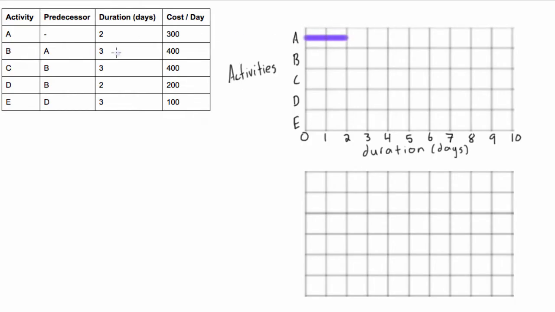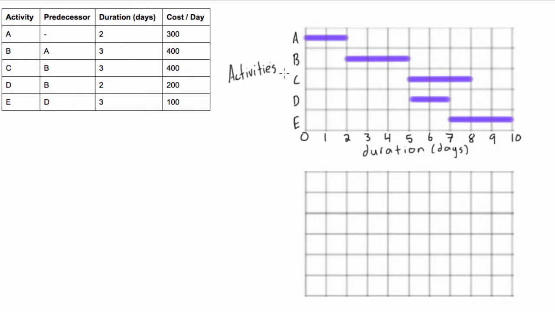Activity B, it depends on A, and it's 3 days long. So we're going to come here and go 3 days out. Activity C depends on B, and it's another 3 days. So we'll just go there, out to 3 days. Alright, activity D. This guy depends on activity B and it's 2 days long. So we find the end of activity B, come down here and put it in there for 2 days. Alright, then let's look here. Activity E depends on D and it is 3 days long. So we're going to start here and go right till the end of the 10th day, like that.